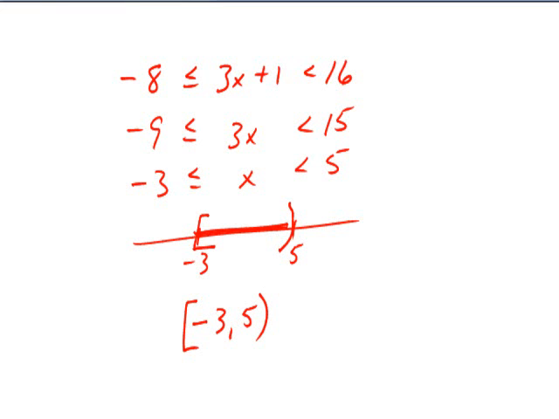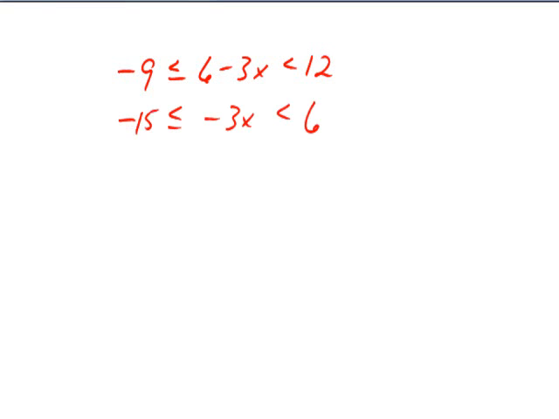Let me give you some practice problems. Solve this linear inequality. When you're done, come back to the video to check your answer. In this problem, I want to get x by itself in the middle, so I can subtract 6 from the left and from the right. I can then divide by negative 3, but if I divide by negative 3, my inequality symbols turn around.